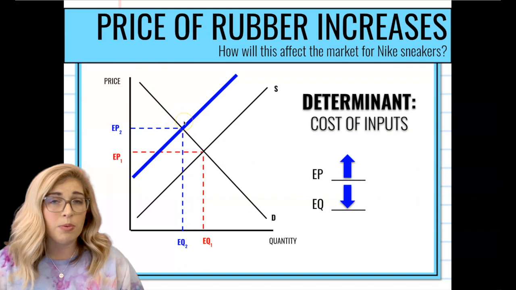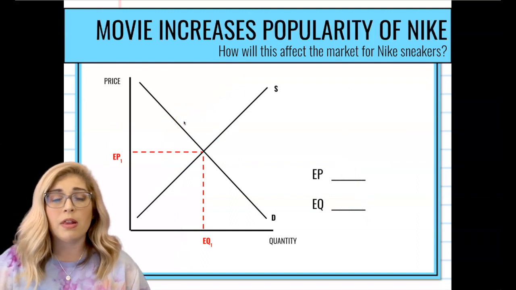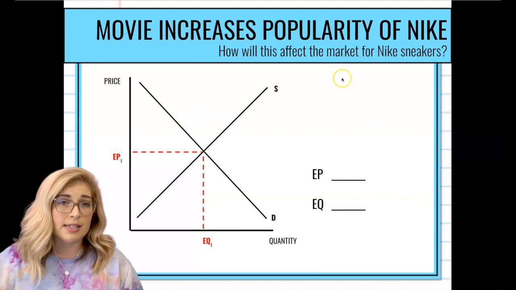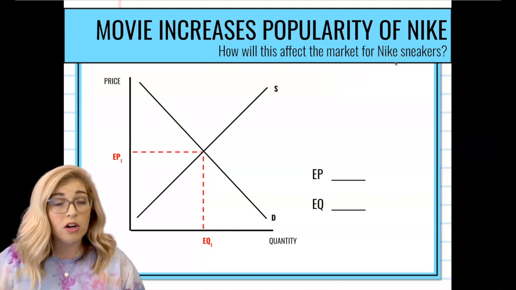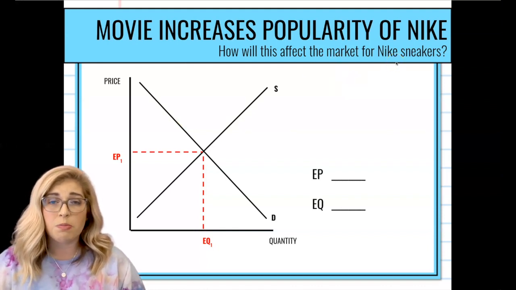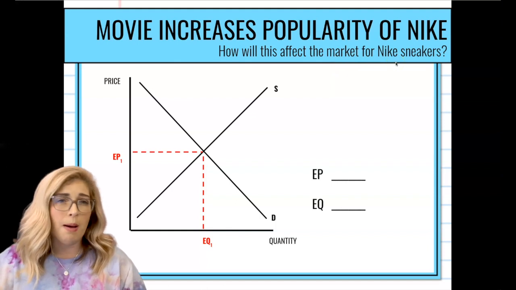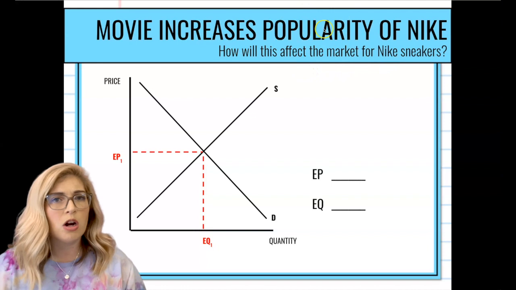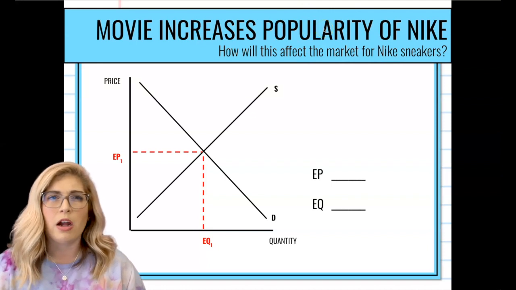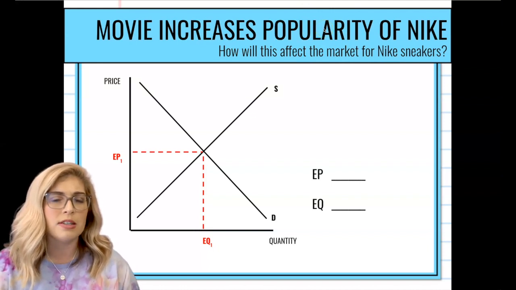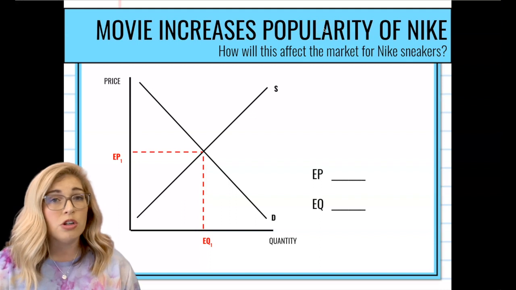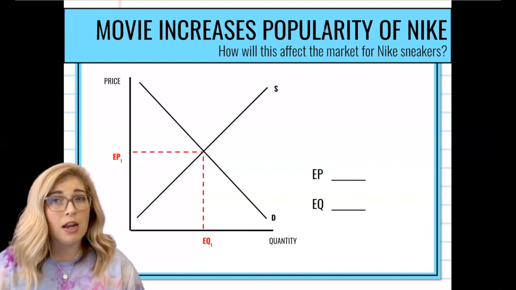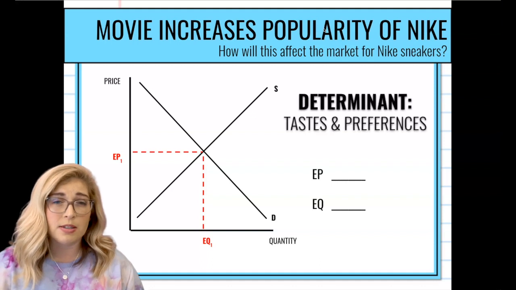Our next example: a movie increases the popularity of Nike. How, again, will this affect the market for Nike sneakers? A key word here when you're trying to figure out if it's supply or demand is popularity. So think about Timer and Tigers. What was a determinant that talked about popularity or trends or fads or celebrity endorsements? You should be thinking about tastes and preferences. So our determinant here is tastes and preferences.